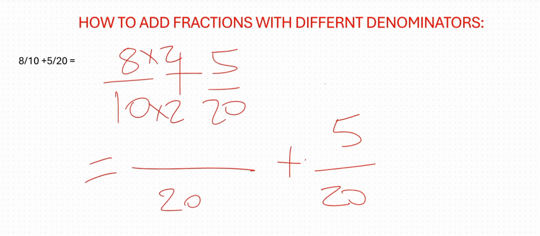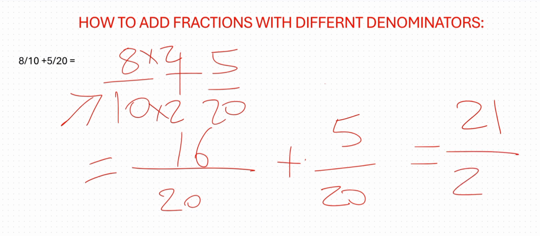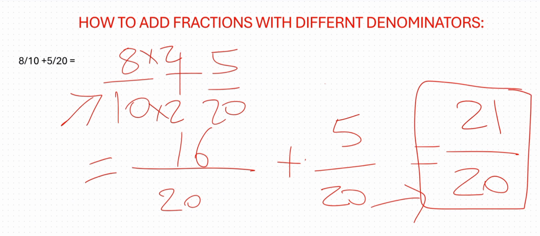But look, as I wrote here, 8 times 2 as well. Why? Because whenever you do something to the bottom, you gotta do the same thing to the top. We did 10 times 2, which is 20, so we gotta do the same thing to 8. So 8 times 2 is 16. Now we can easily finish the math. That is 16 plus 5, which we know is 21, divided by 20, because we leave this 20 as it is. And now you can see this is our answer.